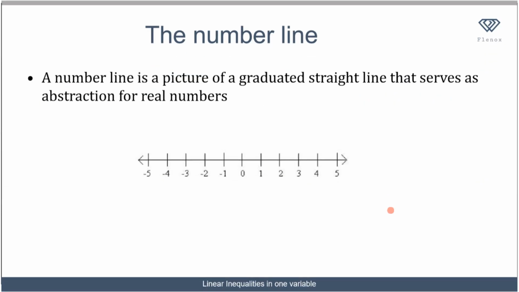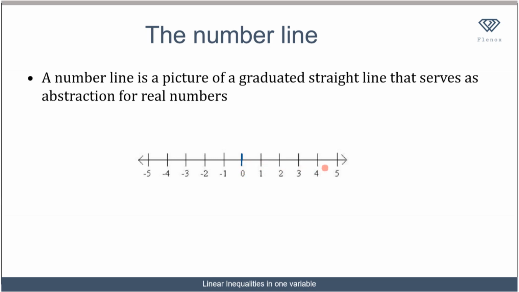Now, how do we express inequalities on a number line? We are going to be looking at that briefly. So what is a number line? A number line is a picture of a graduated straight line that serves as an abstraction for real numbers. So what does it mean? On a number line, you have a straight line between 2 points. Then you have the center, which represents the origin, noted as 0.